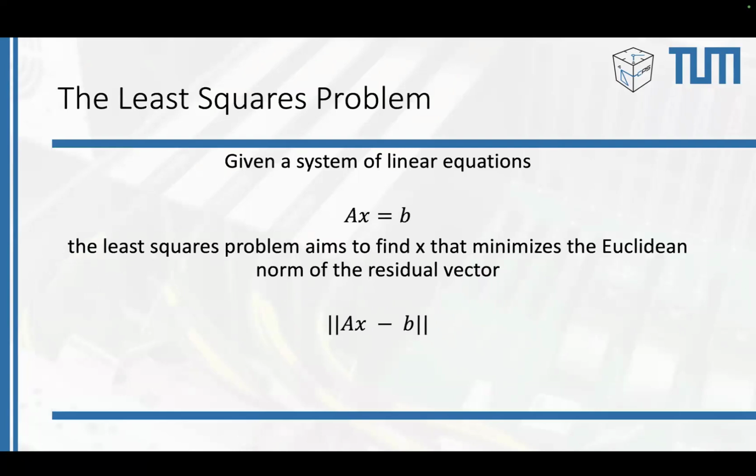So first of all, each problem of this kind is a least squares problem, right? What is a least squares problem? It is a linear system of equations where you want to minimize the norm between what is on the left side and what is on the right side. So you basically do this.